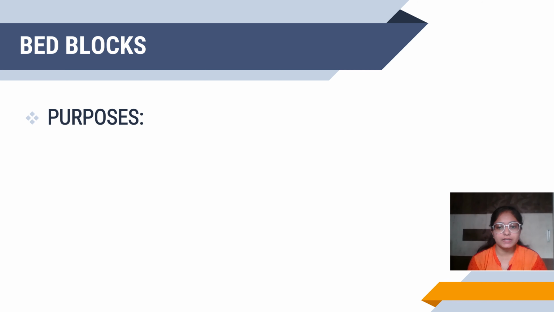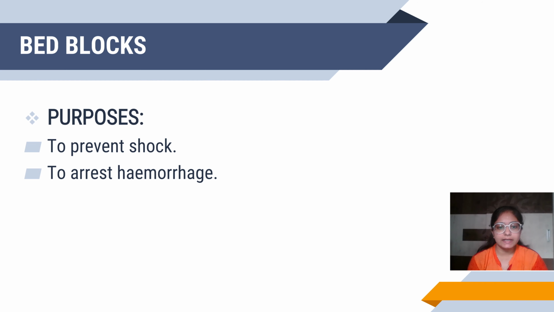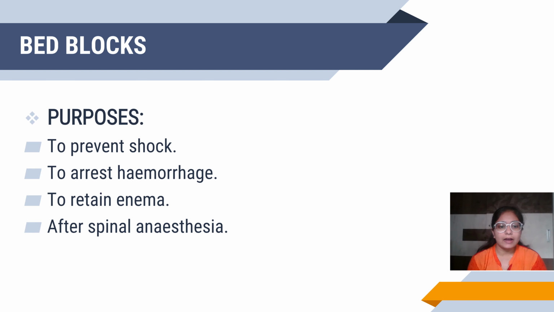Now, what are the purposes of bed blocks? For prevention of shock, to stop any hemorrhage or bleeding, to retain enema. So what is enema? Enema is the introduction of liquid or gas into the rectum for expulsion of its contents and for any introduction of drug. After any spinal anesthesia, to provide traction. Traction means pulling of something.